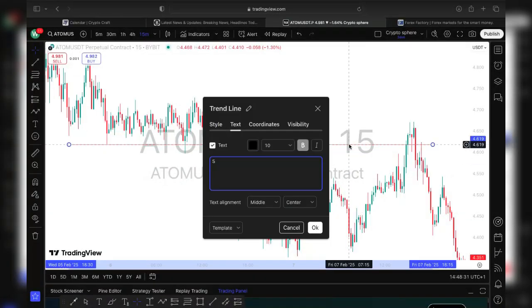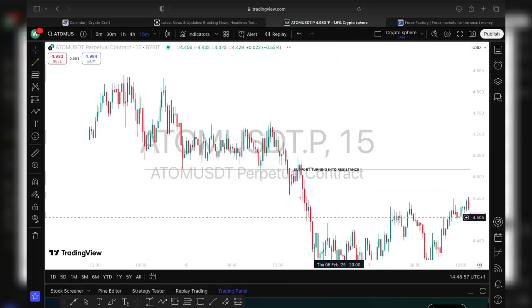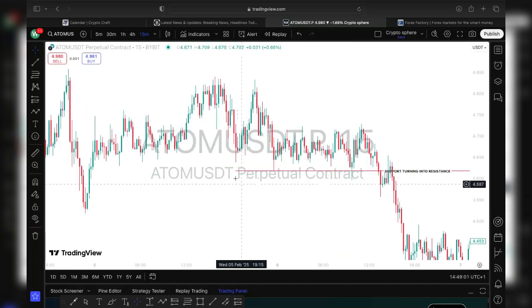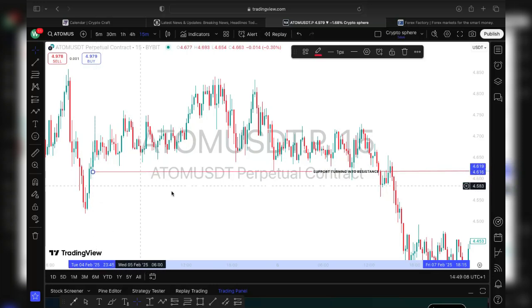Let me just write it. Support turning into resistance. This is a support level that turned into what? Into resistance. Support level that turned into resistance. But this support level has been on from here.